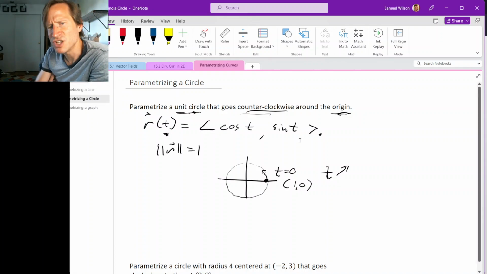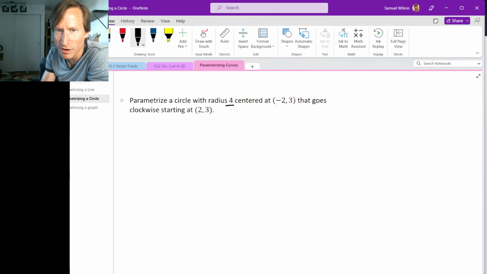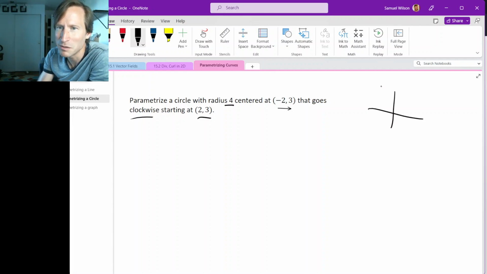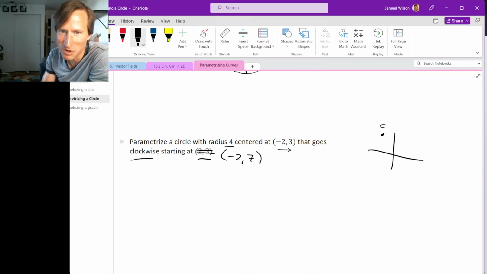Okay, of course that's just the unit circle. We will need to parameterize all kinds of other circles. So for a little variety, let's parameterize a circle with radius 4, centered at (-2, 3), that goes clockwise. (-2, 3) is up here, so there's our center. Actually, I don't want to start at (2, 3). Sorry, I want to start at (-2, 7). That's where I want to start, so that's going to be up here. This is our starting point, and we want to go clockwise, so that's this way.